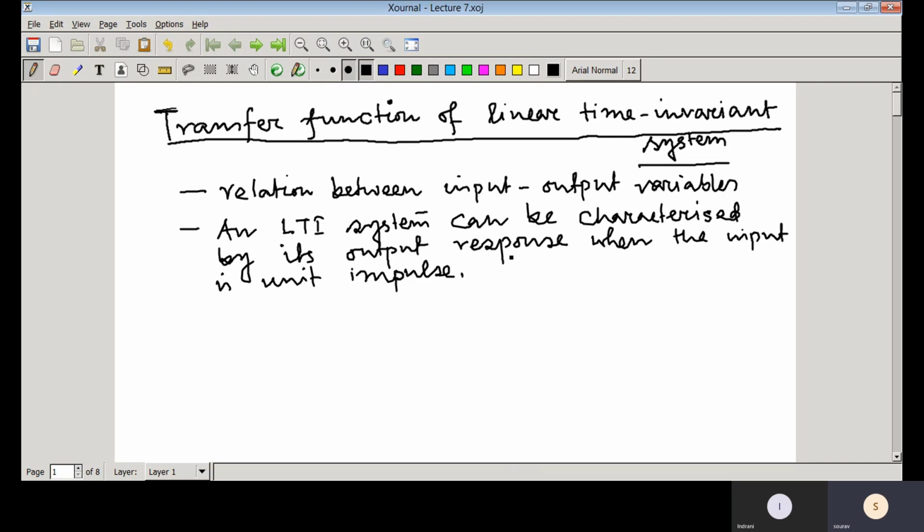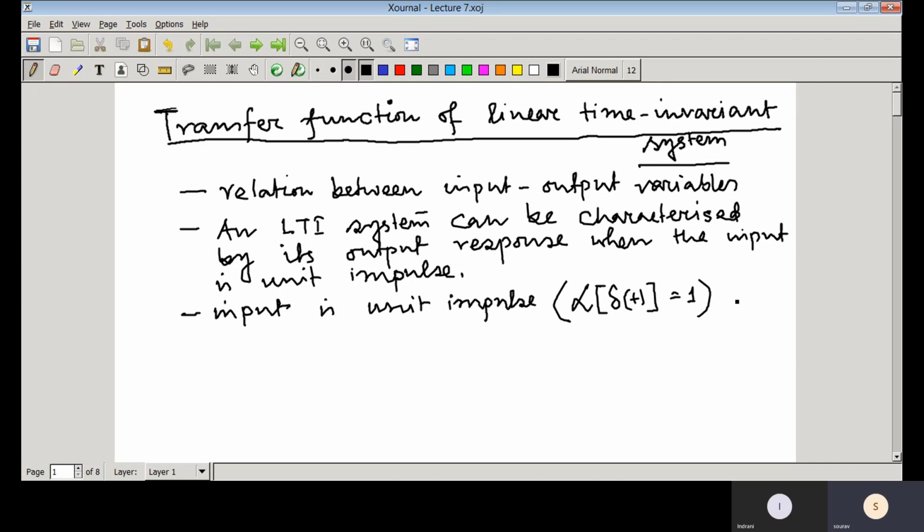And as you know, unit impulse input, if you take the Laplace transform, then it is 1. So input is unit impulse, so that is delta t equal to 1. You should not be confused here. You may think that transfer function modeling is only associated with unit impulse. It is not.